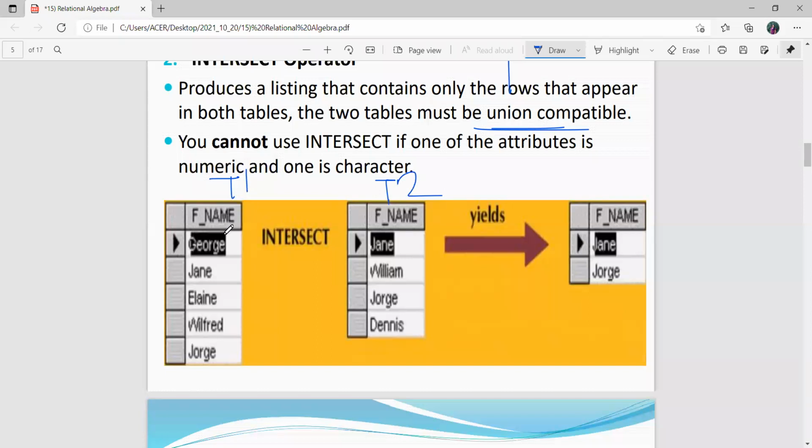At that time, you can see this operator outputs the row values in both tables. That means the same row values in both tables. So when we consider George, is it available in this table?